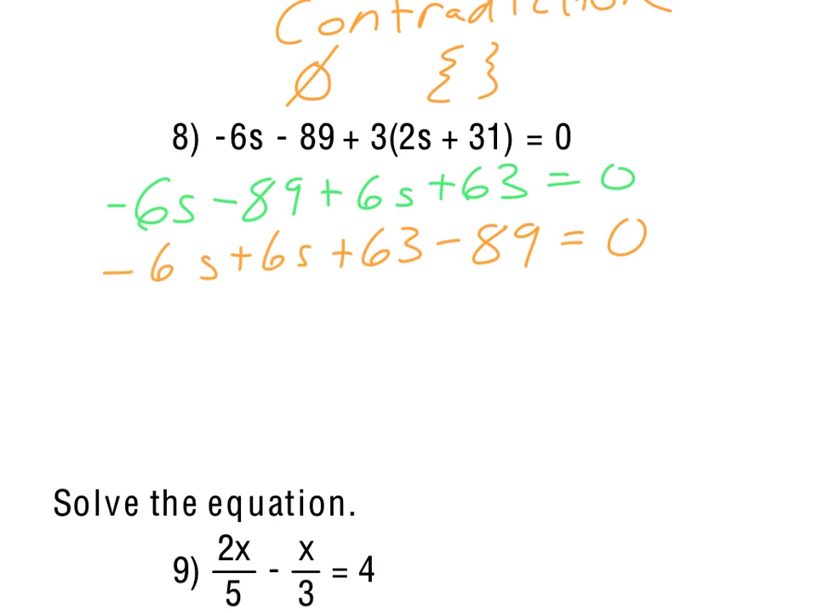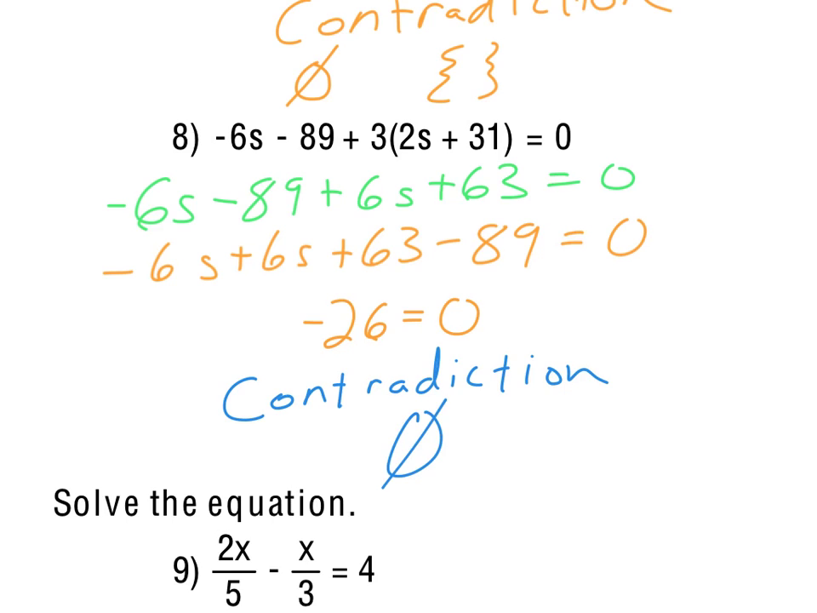So the s's will cancel out. 63 minus 89 is negative 26. Again, we all know that negative 26 does not equal 0. So another contradiction. And again, you can use that symbol for the empty set for the answer, or again, you can just put the empty set brackets.